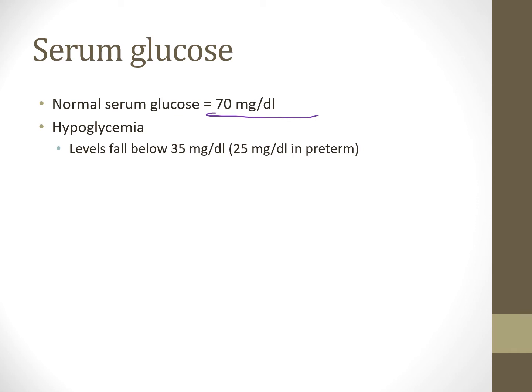Hypoglycemia is where it's less than 35 milligrams, or 25 in preterm kids, right? We're looking at smaller levels for those preterm kids because they don't have brown fat, so on and so forth. So if those levels are low, that's considered hypoglycemia. So how would you treat hypoglycemia? Well, that's through D10, right? That's where we give them sugar.